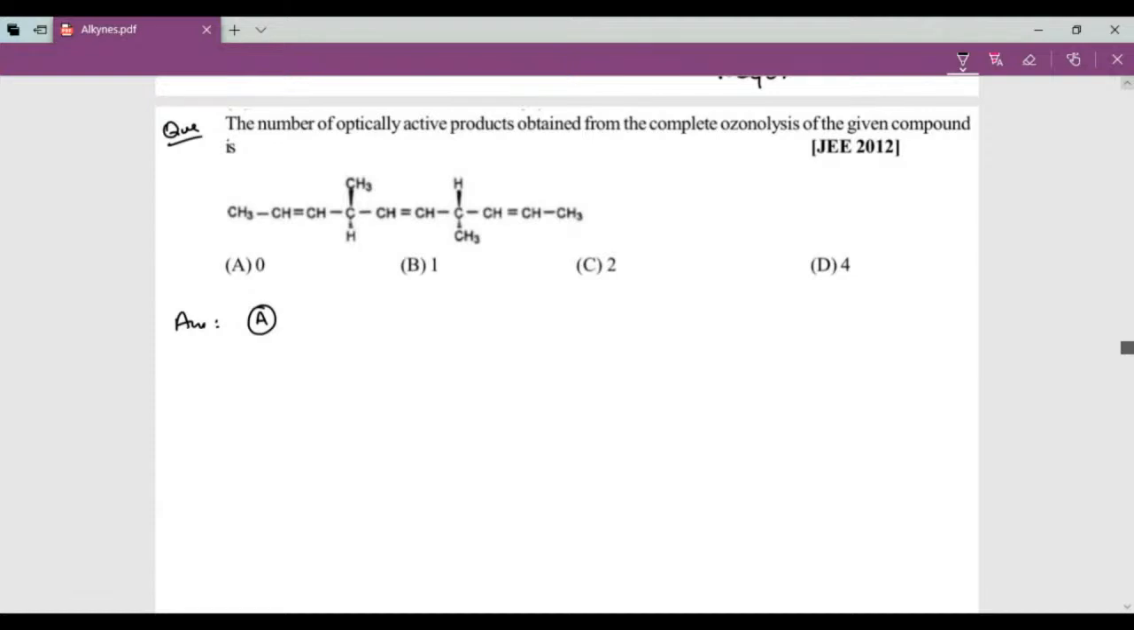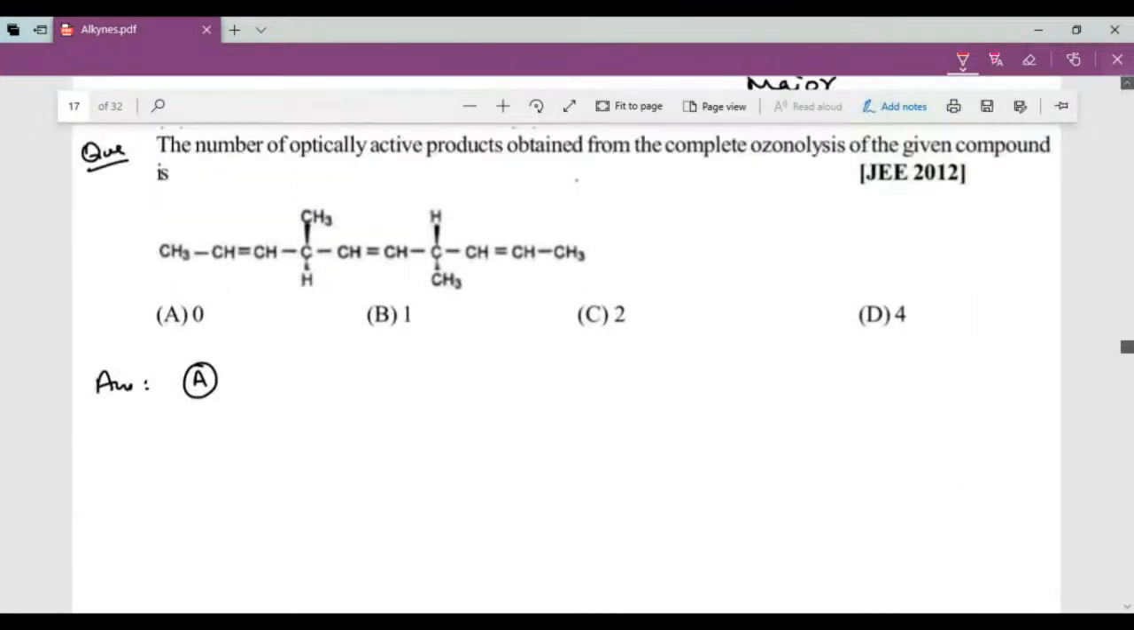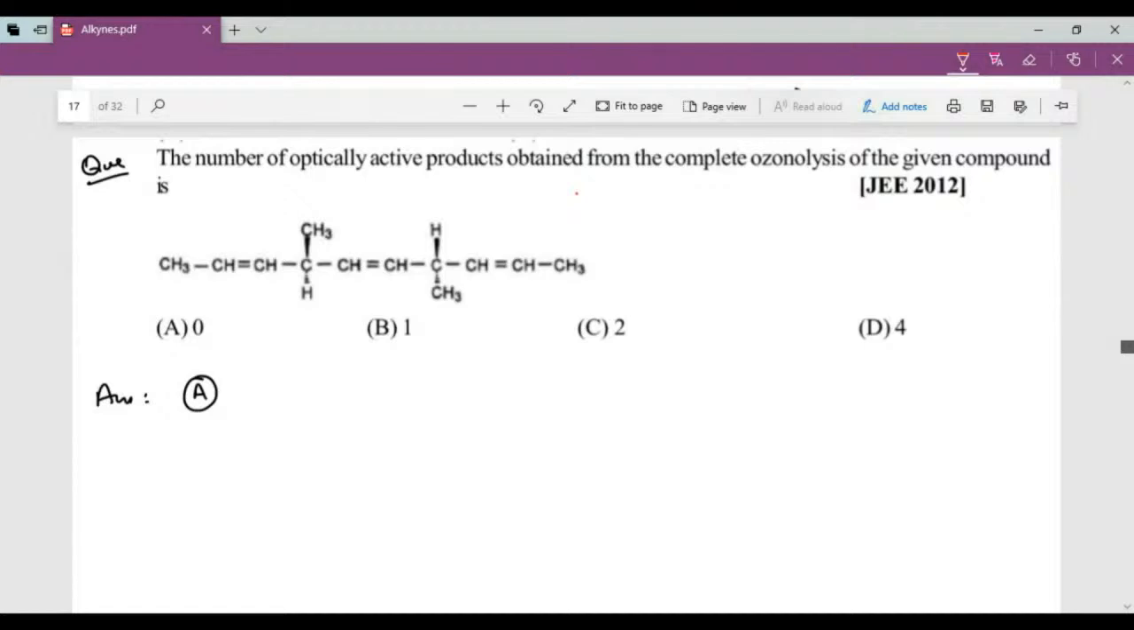This was a 2012 question. Let me tell you how it was done. The number of optically active products obtained from the complete ozonolysis of this. See, ozonolysis is done here, here, and here. So CH3CHO plus CH3CHO and CHO. It is no more chiral.